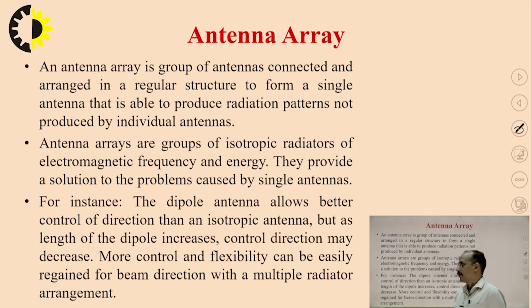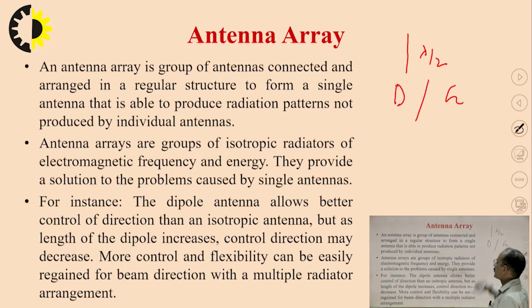Antenna array. When you are talking about a dipole antenna, take a dipole antenna of length lambda by 2. Its directivity and gain are fixed. But whenever, for a specific requirement, you want to increase the directivity or gain of an antenna, then you use a group of antennas connected and arranged in a regular structure to form a single antenna that is able to produce a radiation pattern not produced by the individual antenna.